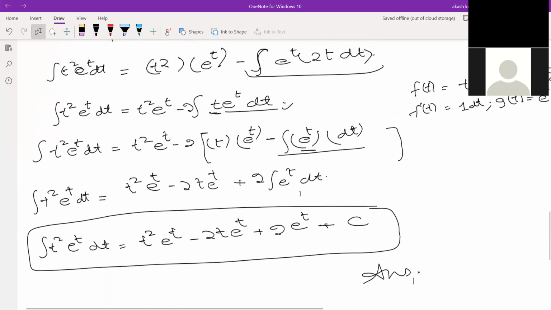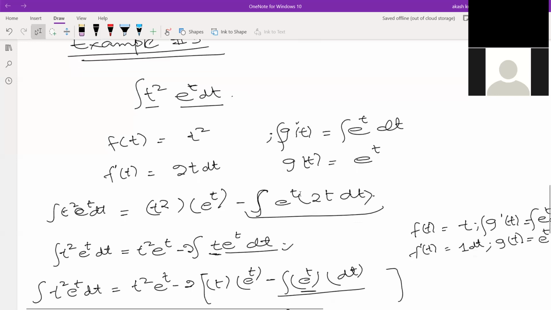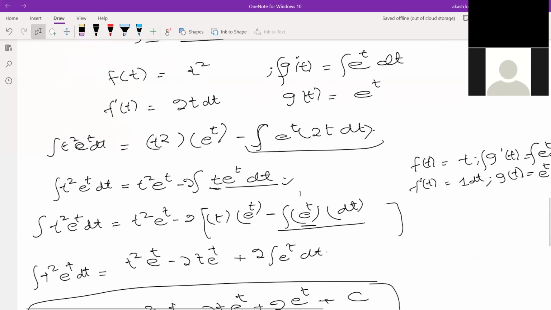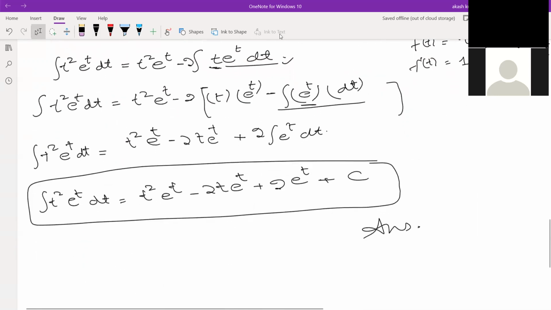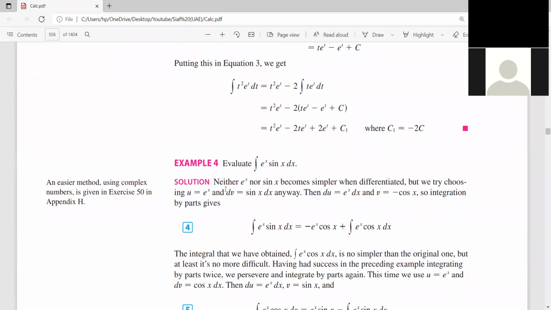Okay. Did you have any question? No, not no. Okay. Okay, let's do example number 4, which is evaluate the integral of e^x sin x dx.